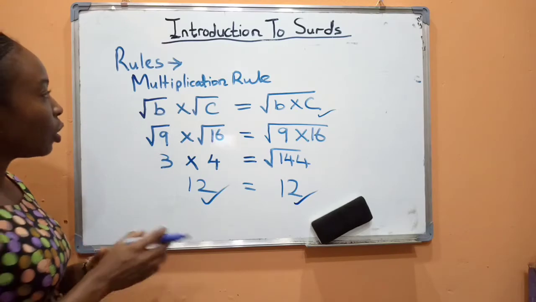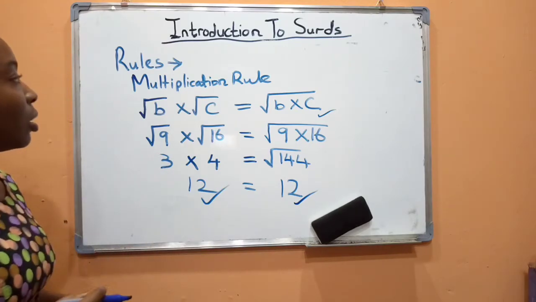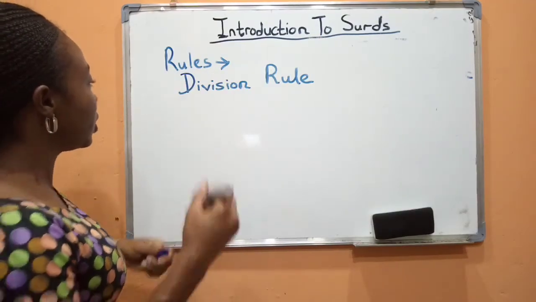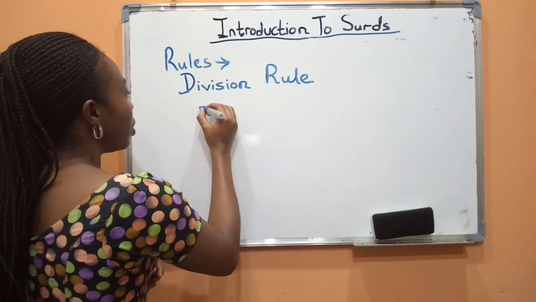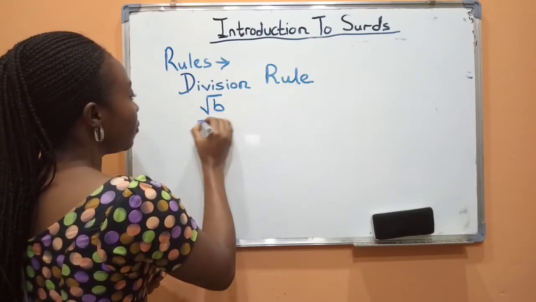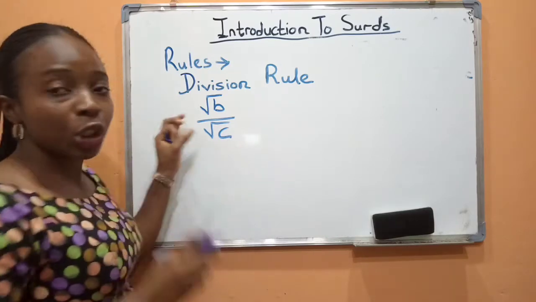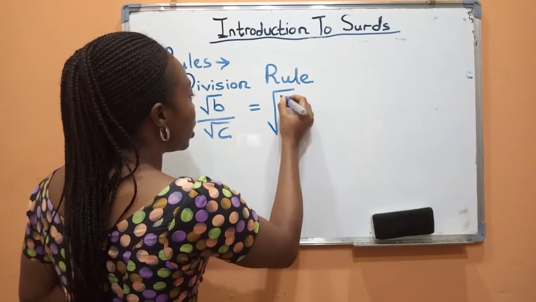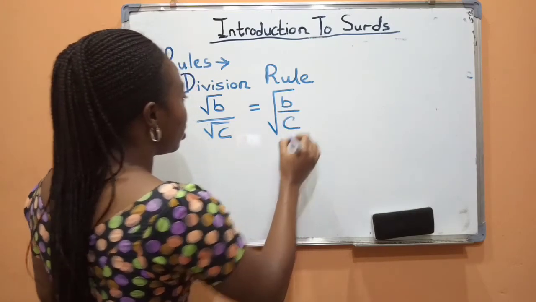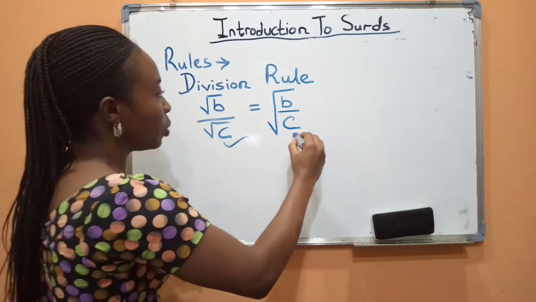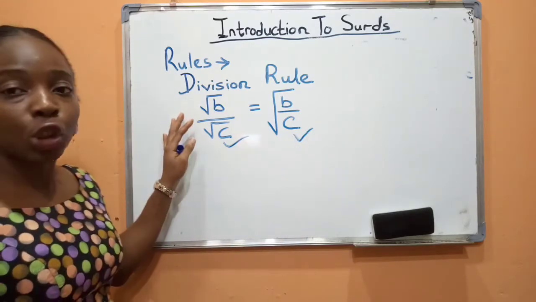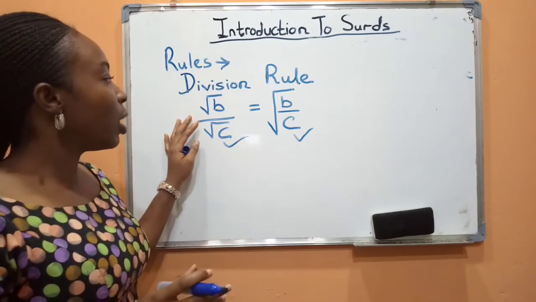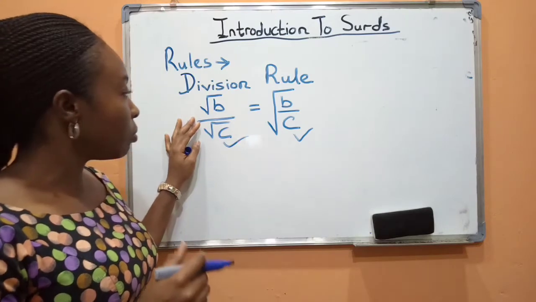Okay, so now we've done this, let's take a look at the division rule, how it works. Now when you're talking about the division rule, what it simply states is this: if you have root b divided by root c, the division rule tells you that this is equal to the combination of the roots, combining them this way. So it tells you this is equal to this. And this division rule is very useful when you have numbers that are not perfect squares, okay?